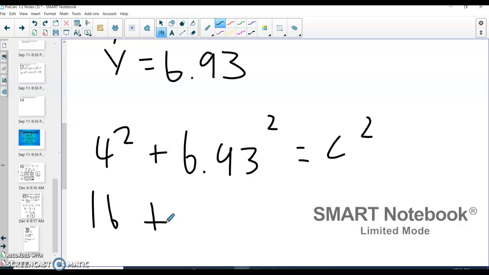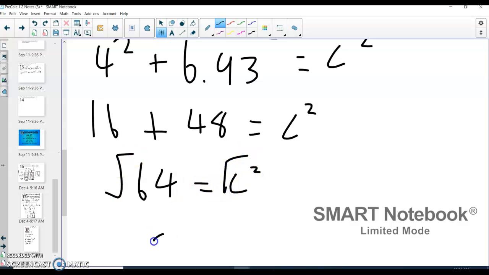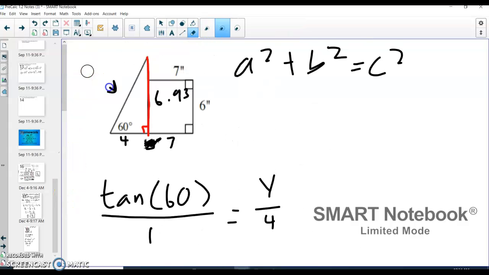Let's do 6.93 squared. And this is going to be weird. I know you should usually round better than this, but I'm going to round this to 48, so it's a whole number, and then I'm going to do c squared. I'm going to do my addition here, 16 plus 48, that's going to give me 64. The square root of 64 is going to give me 8 for c. So now I know this here is 8.